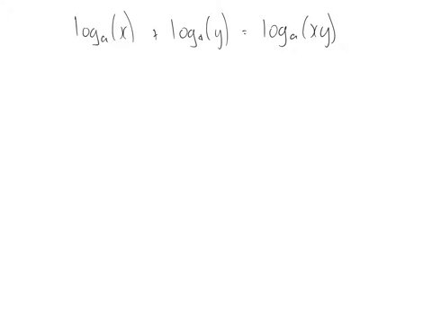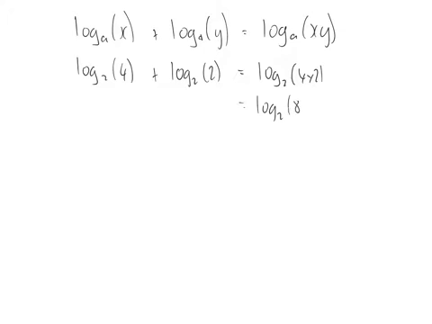So if I'm adding two logarithms together, sorry, with the same base, then I can simplify that into one logarithm by multiplying those numbers together. So for example, if I have the log base 2 of 4 and I add the log base 2 of 2, then I can say that's log base 2 of 4 times 2, which is log base 2 of 8.